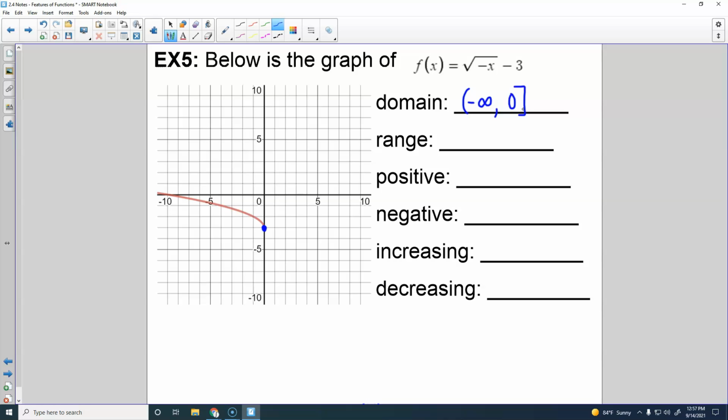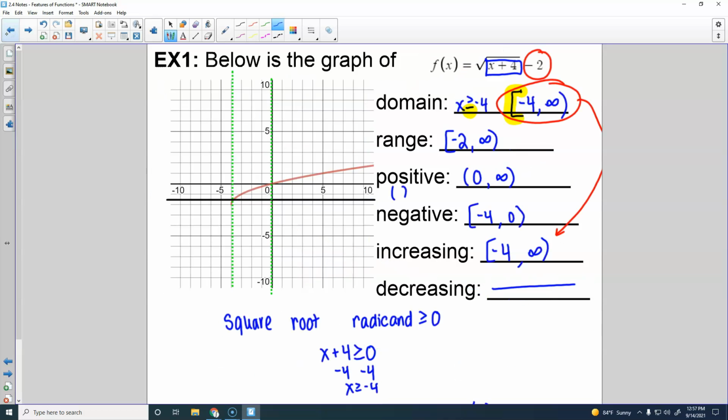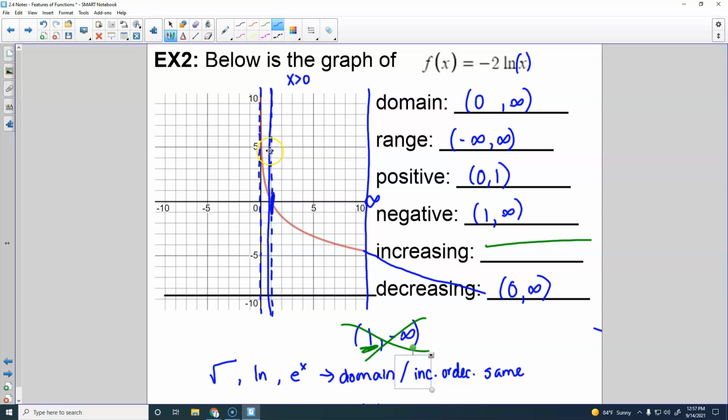But you're never going to have a bracket on an infinity, whether it's positive or negative. Correct. So no matter what, infinity is always parentheses because you can't get to infinity. It's just an idea. So if it's an infinity and a regular number, the bracket will always be on the regular number.